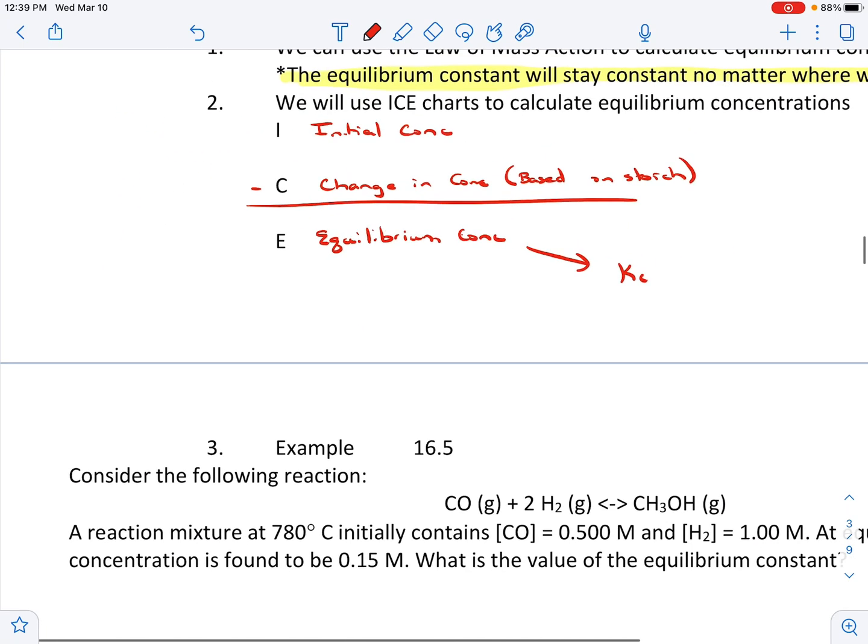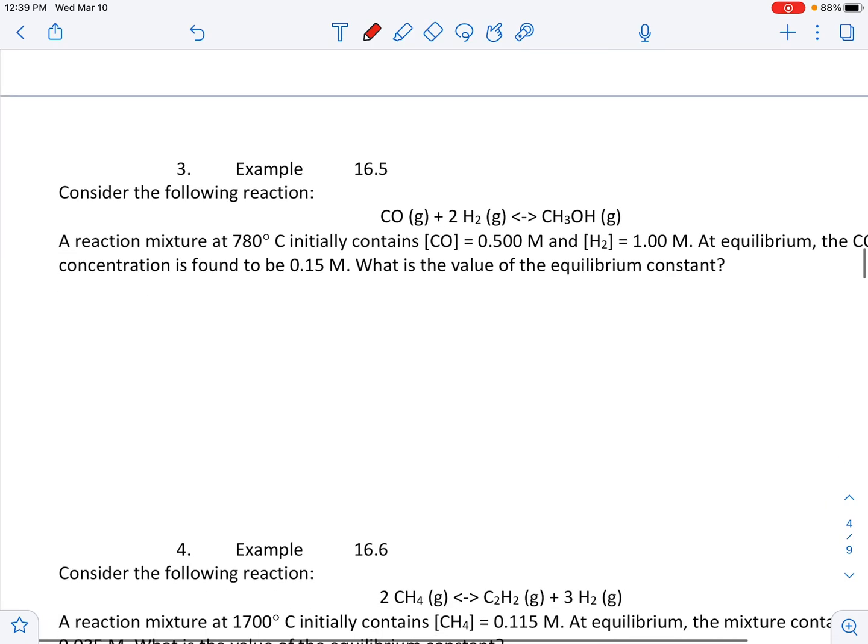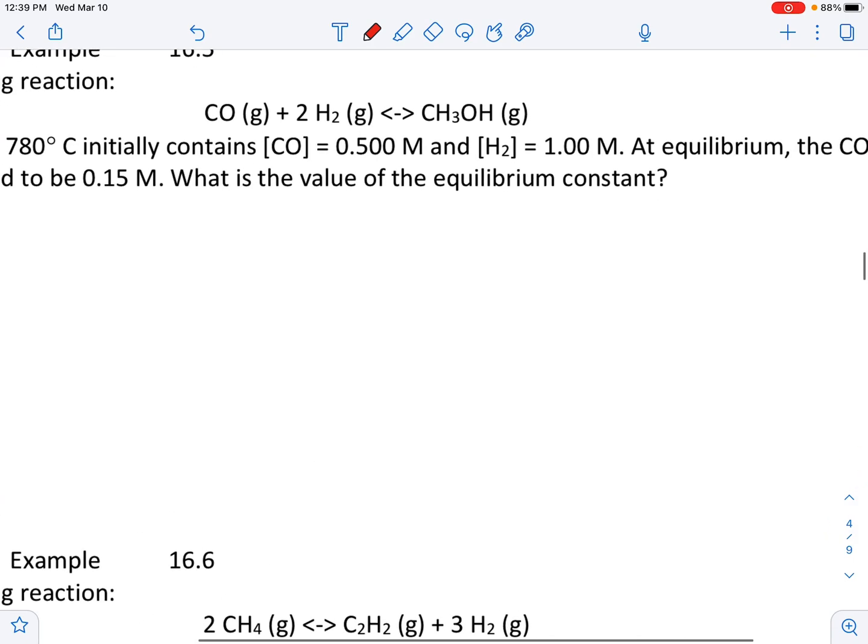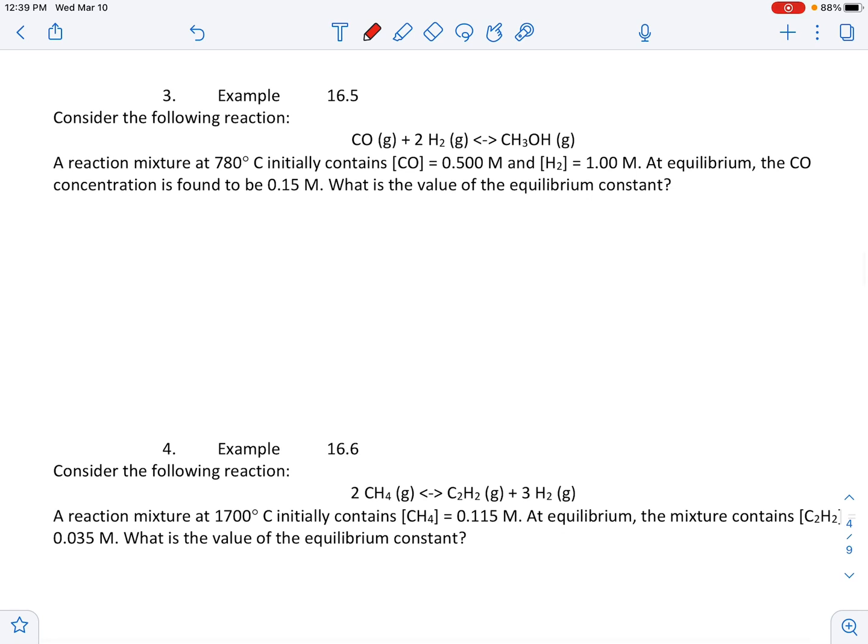Let's work a couple of examples and see if it makes sense. Consider the following reaction: carbon monoxide plus 2 hydrogen gases gives us methanol. A reaction mixture initially contains these amounts. Then at equilibrium, we know our concentration of CO is 0.10, and we're trying to find our equilibrium constant, K.